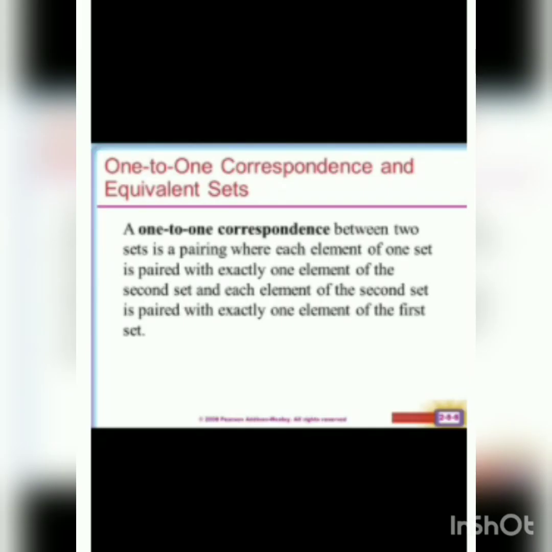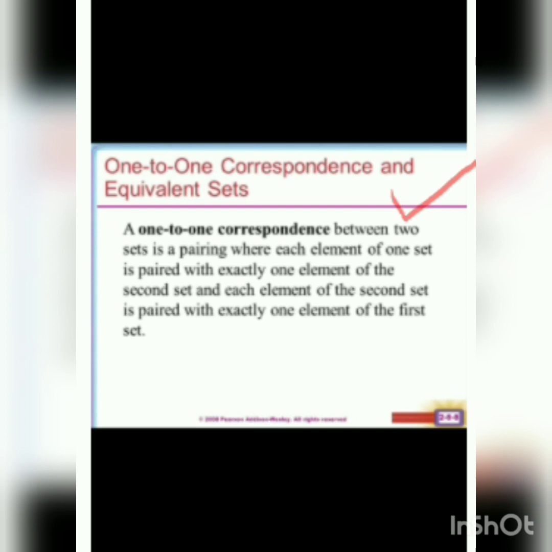One-to-one correspondence and equivalent set. One-to-one correspondence means a pairing in which each element of one set corresponds to an element of the second set. You can see here is a definition of one-to-one correspondence and equivalent set. We are already familiar with the equivalent set. Let's move towards the definition.